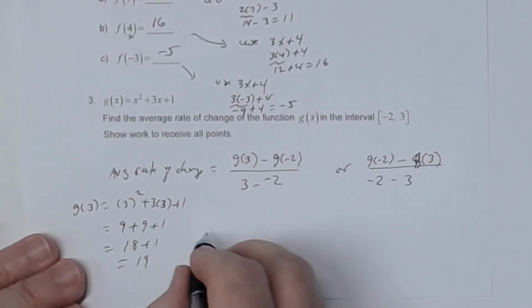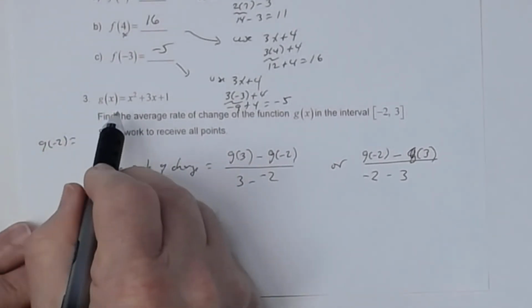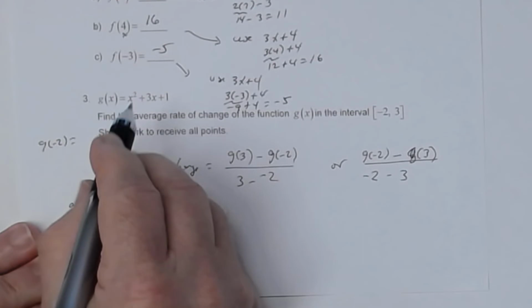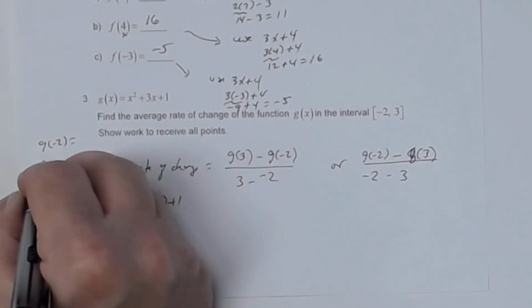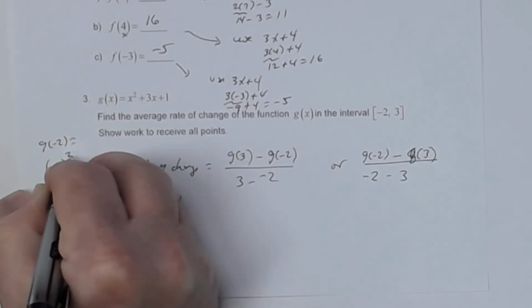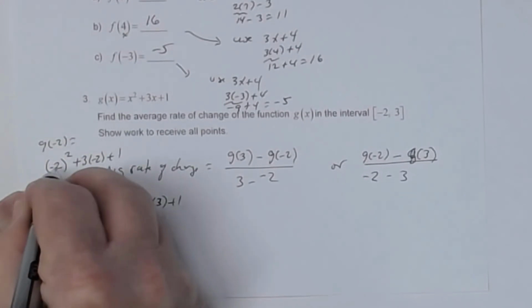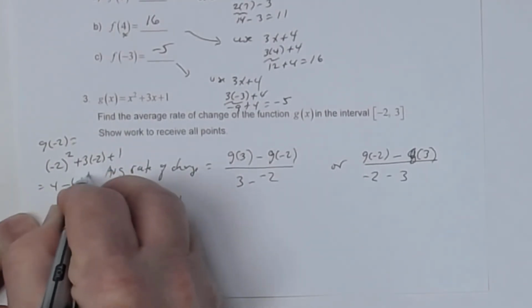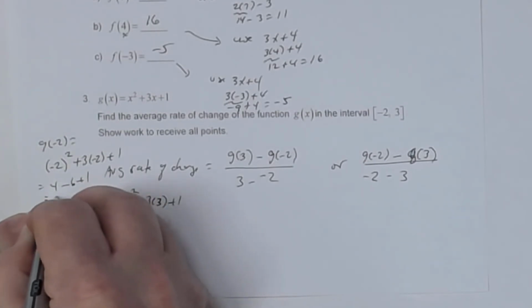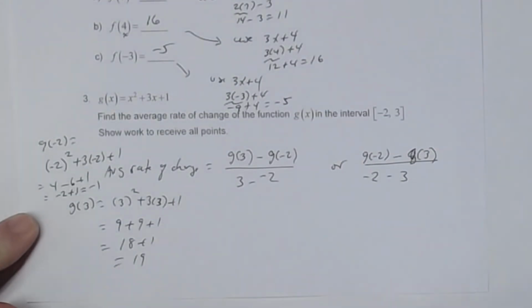G of negative 2, we'll go ahead and do that here. G of negative 2 is going to equal, and then in place of x, you substitute negative 2 this time. But remember, be careful, x is negative 2, so you need to put that in parentheses. So I get negative 2 squared plus 3 times negative 2 plus 1. Negative 2 squared is 4. 3 times negative 2 is a negative 6, plus 1. 4 minus 6 is negative 2. Negative 2 plus 1 is a negative 1, right? So you get negative 1.